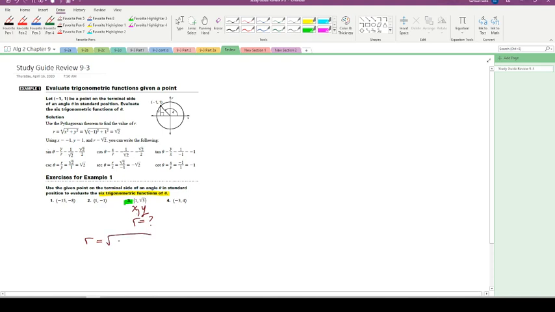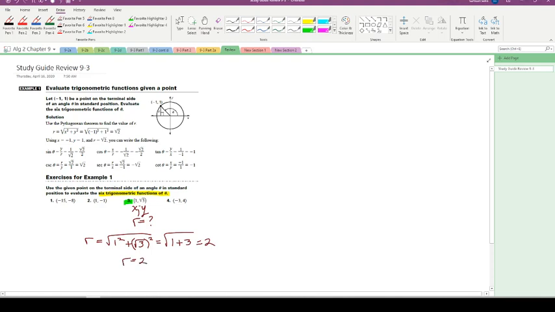Square root of x squared, which is 1 squared, plus the square root of 3 squared, because those are my x and y. Well, that's going to give me the square root of 1 plus 3, because the square root of 3 twice is the square root of 9, which is 3. And that equals the square root of 4, which is 2. So r is equal to 2.